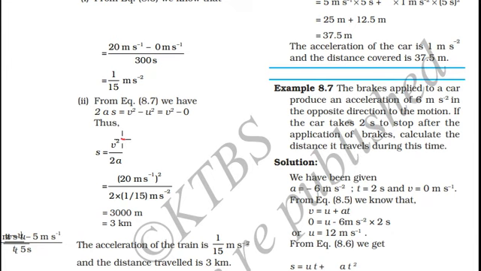A car was in motion when a brake is applied that produces a deceleration of 6 meters per second square, and it takes 2 seconds to stop. Calculate how much distance it travels in these 2 seconds after the application of brakes. Now let us see the solution. Hope you understood the question.